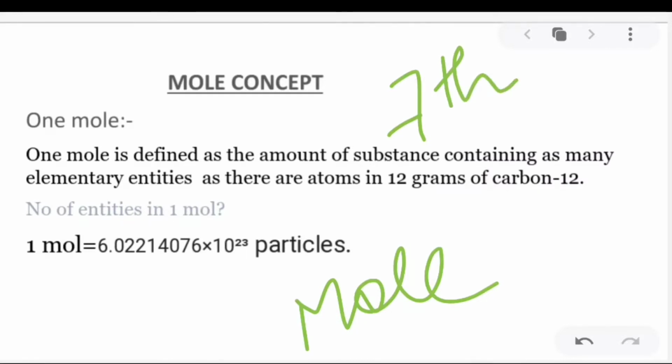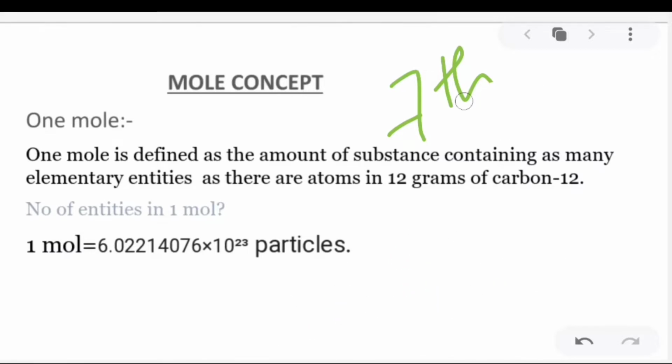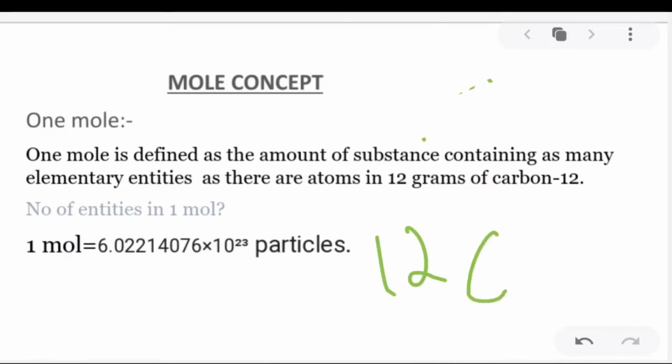Now, what is the meaning of 1 mole? 1 mole is the amount of a substance that contains as many particles or entities as there are atoms in exactly 12 gram of the carbon-12 isotope. So if we take the carbon-12 isotope and take 12 grams of it, the number of entities and particles in it is equal to 1 mole.